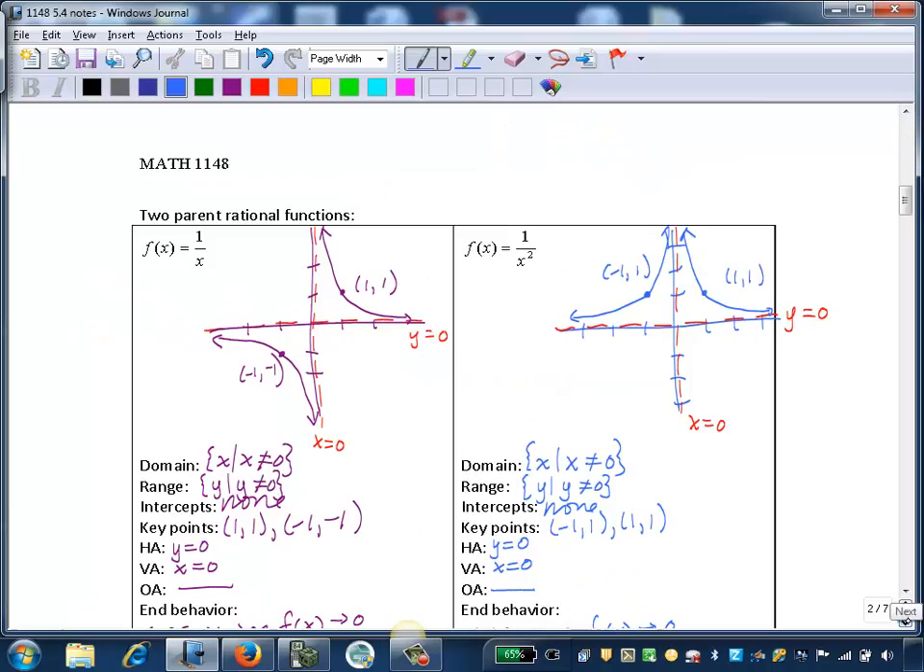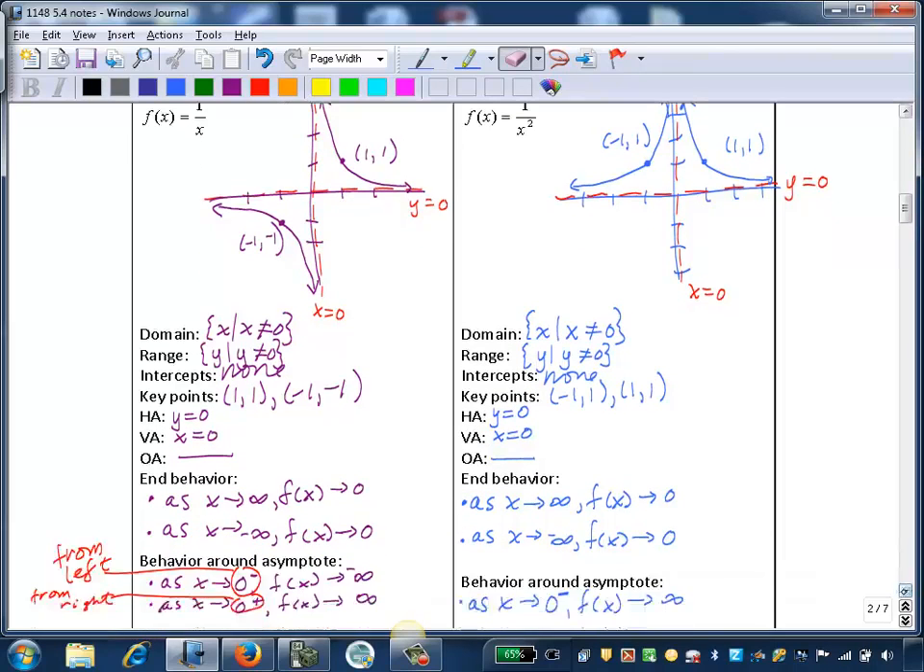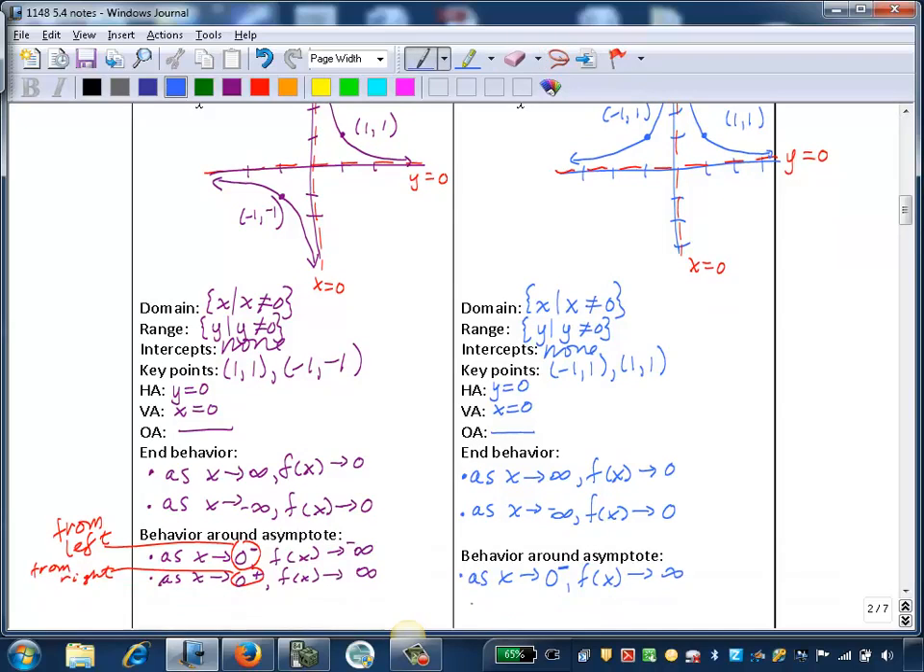And then if we trace along the right branch, as we approach 0 from the right side of that vertical asymptote, same thing is happening. That y value is getting infinitely larger. So we can say, as x approaches 0 from the right side, which we indicate with that plus sign, 0 plus, f of x is also approaching infinity.